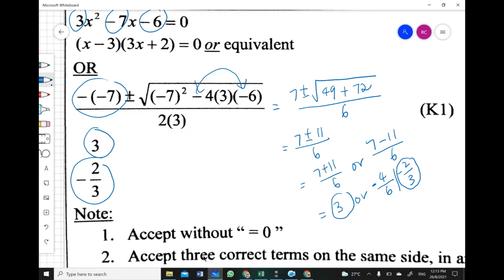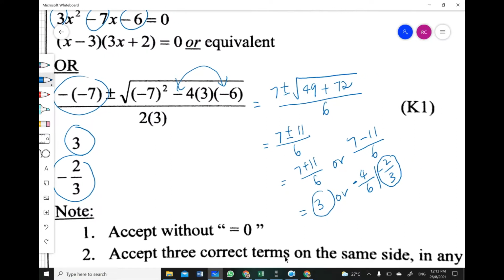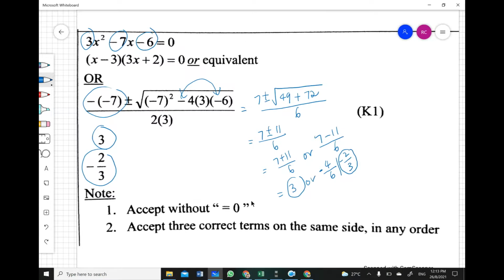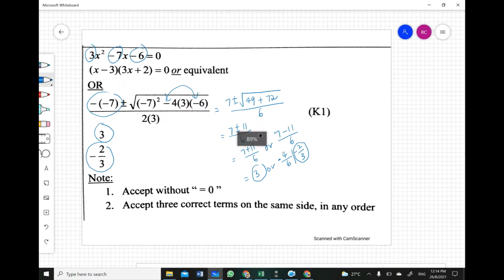And then accept 3 correct terms on the same side in any order. So 3 correct terms on the same side in any order, meaning that it can come with negative 6 plus 3x minus 7x, or maybe negative 7x plus 3x minus 6, any order. Okay, so I carry on.